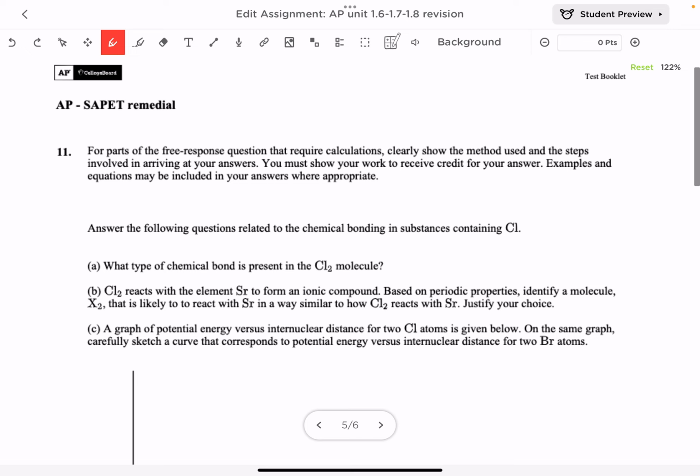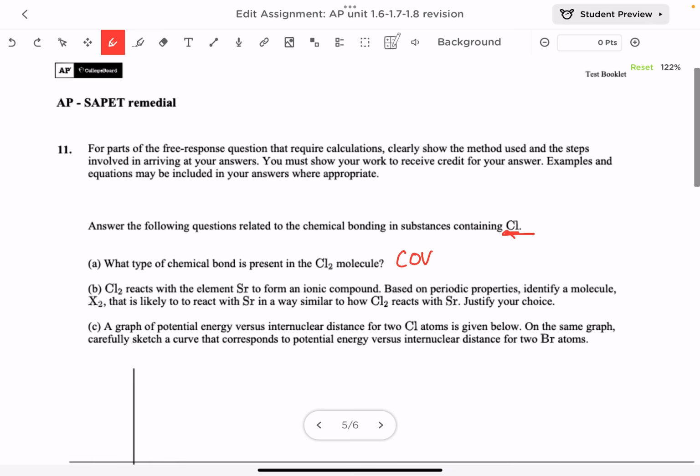Answer the following questions related to the chemical bonding in substances containing Cl. Now, what type of chemical bond is present in Cl2? Cl is a non-metal, Cl is a non-metal, so the type of bonding is covalent. So this doesn't need any explanation. A full mark would be earned in here.